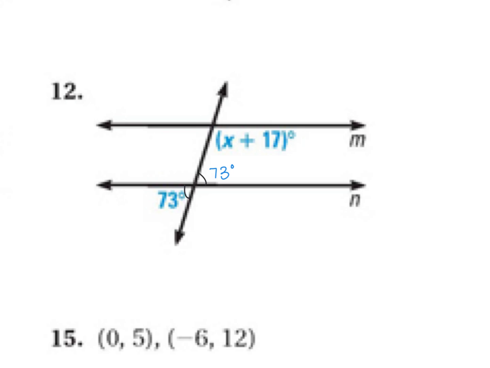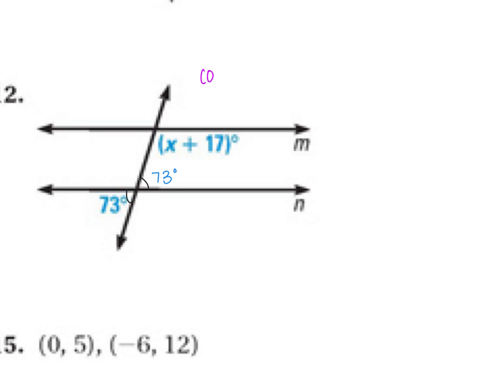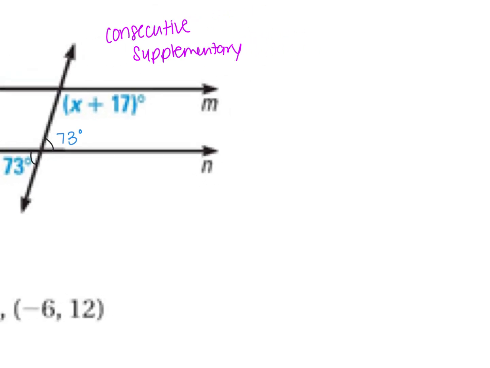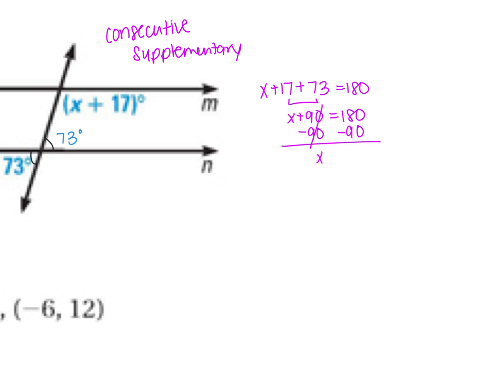So now because these are on the interior, same side interior, they're considered consecutive angles. And consecutive angles are supplementary, meaning they add to equal 180. So I'm going to go ahead and solve that. Adding them to equal 180, I have x plus 17 plus 73 equals 180. Combine my like terms, I'm going to get x plus 90 equals 180. Subtract 90, you could kind of know this one off the top of your head. X is going to equal 90 degrees.